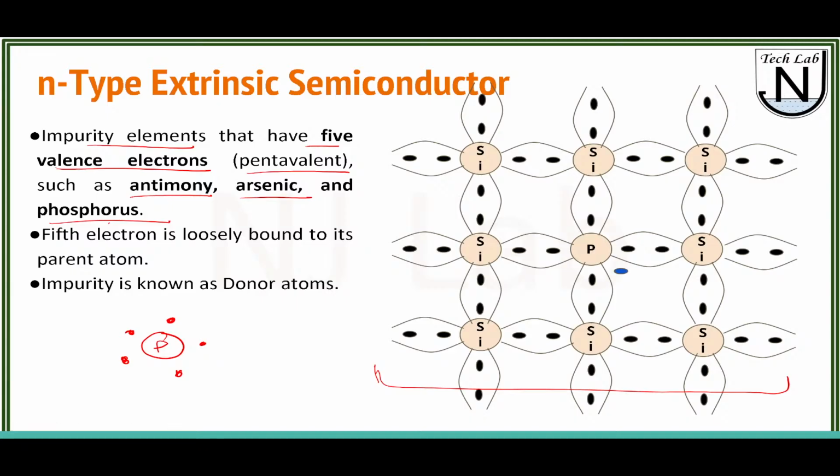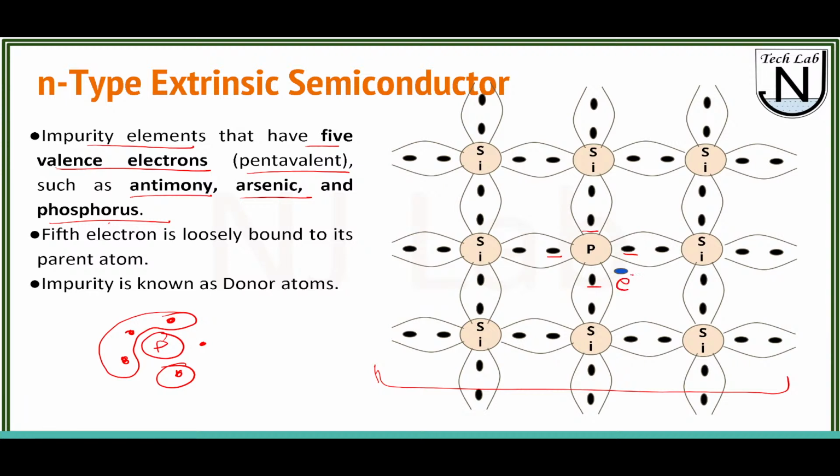So when we add this as an impurity to the silicon crystal, these 4 electrons will form a covalent bond similar to the silicon, right? So these 4 electrons have formed covalent bonding with the neighboring silicon atoms. But now we are left with 1 electron, and this electron cannot form a covalent bond, but since it is a part of the complete crystal, this electron remains free.